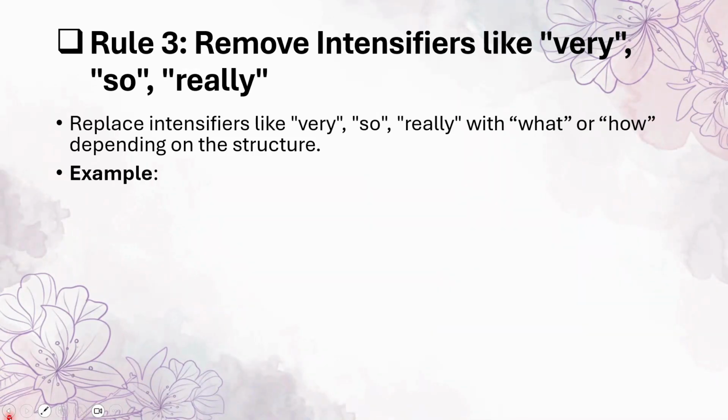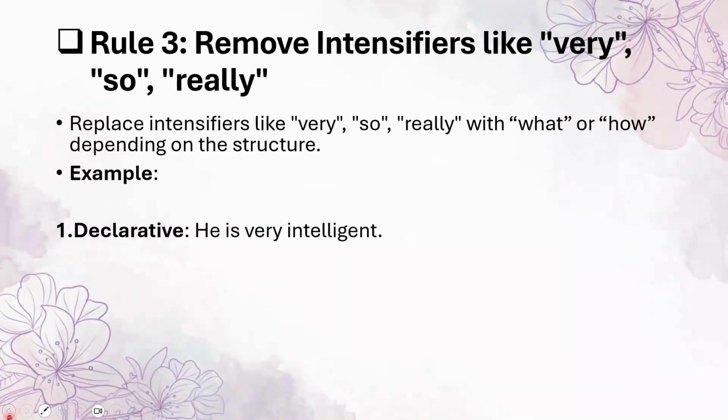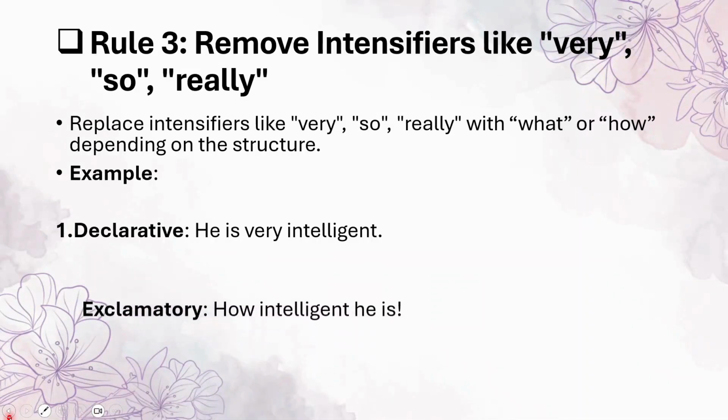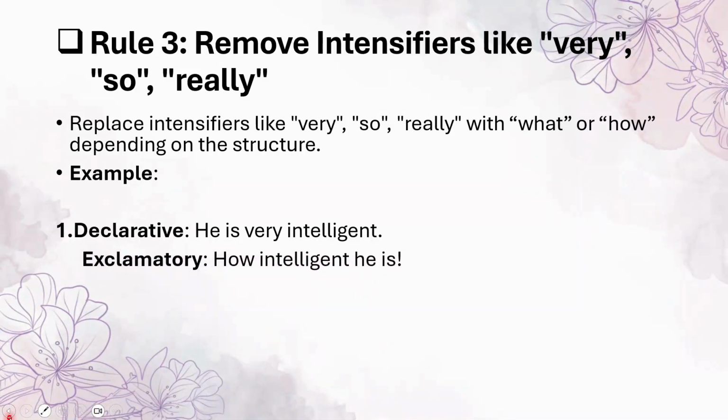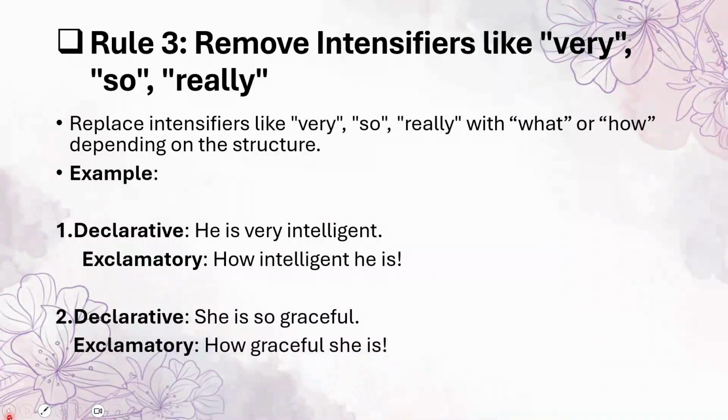Let's listen with an example. He is very intelligent. Very is an intensifier and intelligent is an adjective. Now we remove very and apply rule 2 since the focus is on an adjective. And the answer is: how intelligent he is. Next, she is so graceful. Here, so is an intensifier, graceful is an adjective. How graceful she is, is the answer.